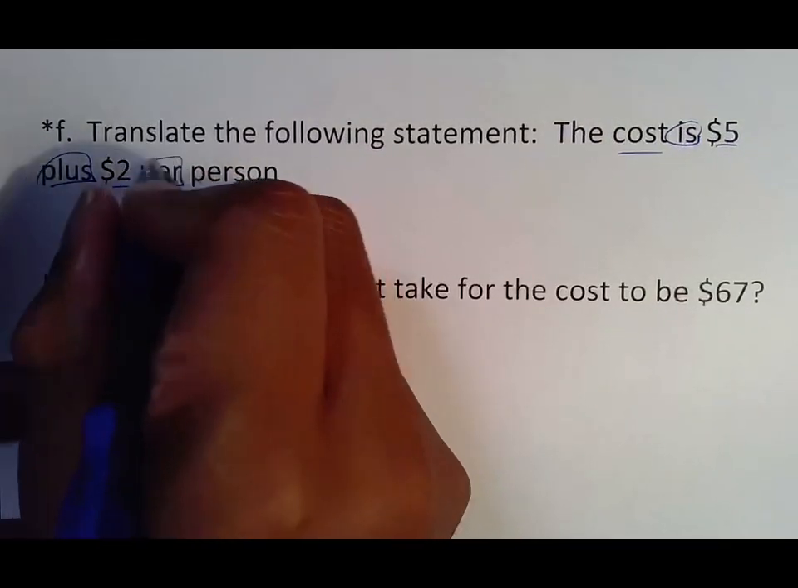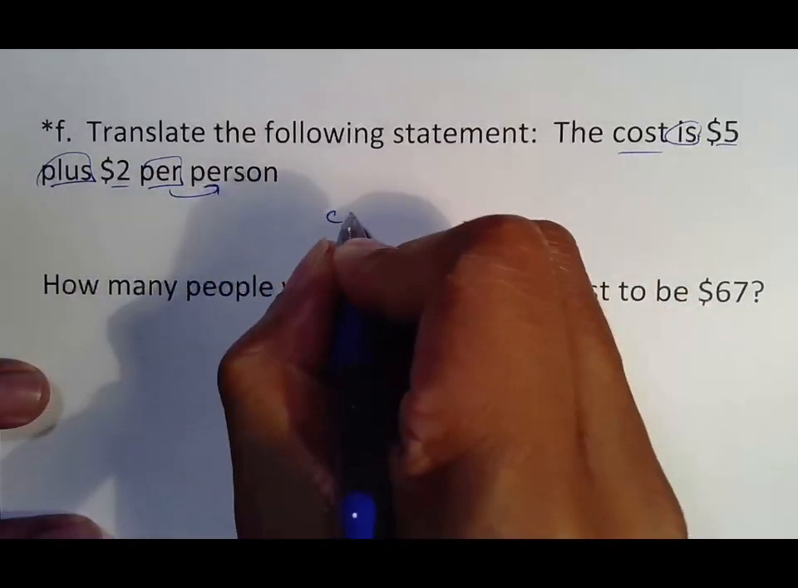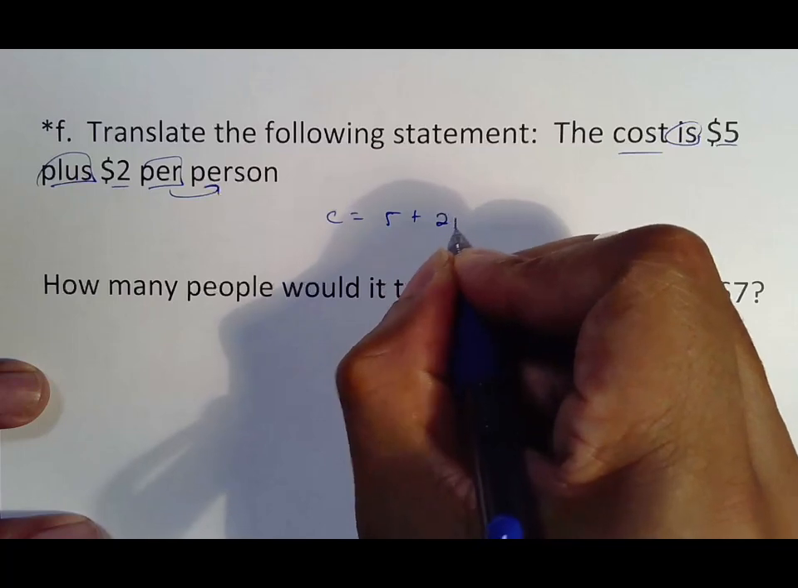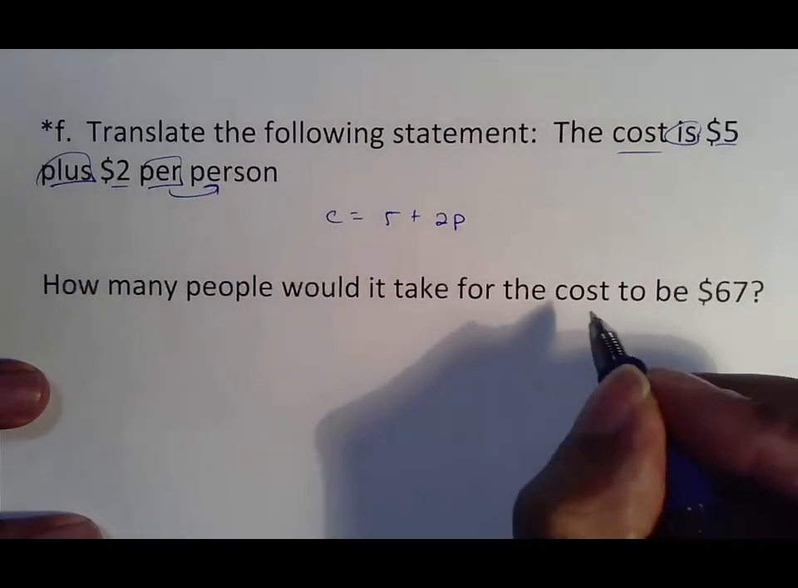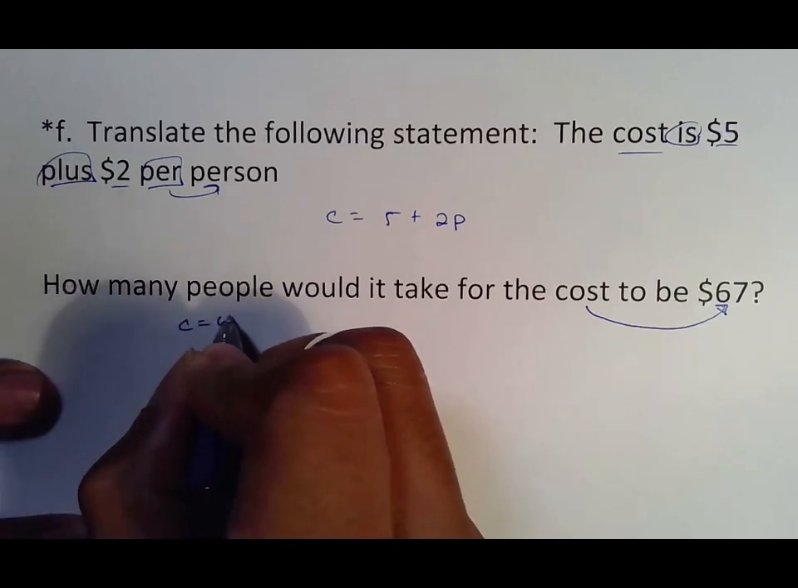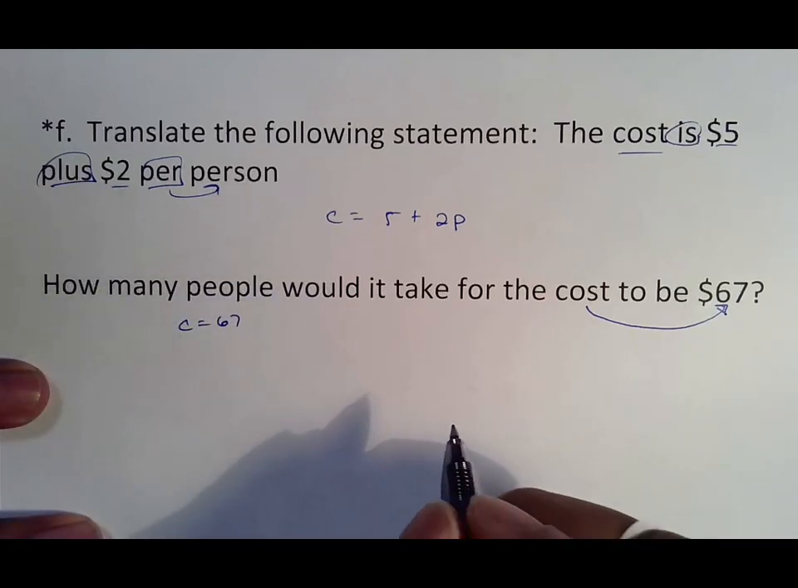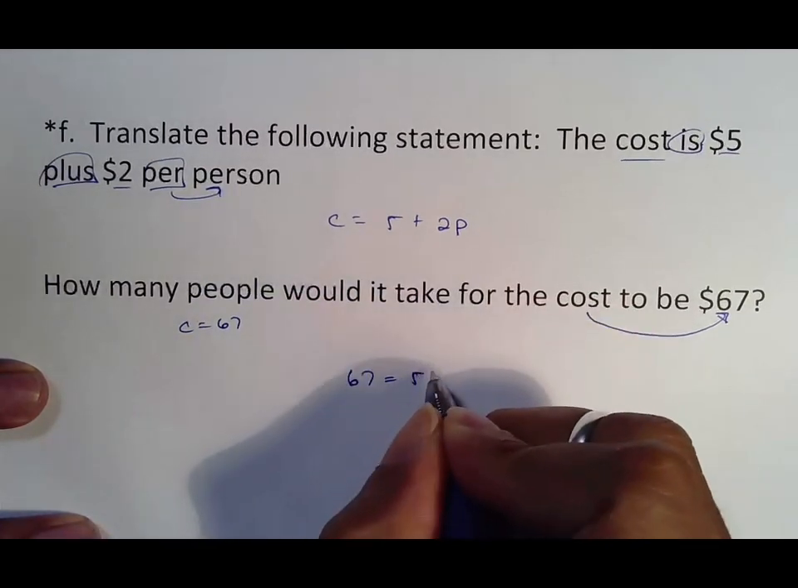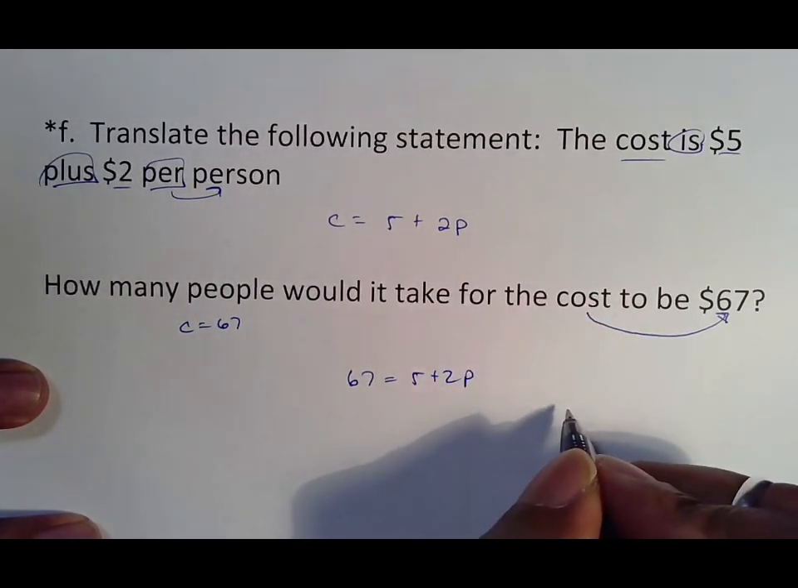$5 plus 2 per person. So again, I'm just going to fill that out because we've seen this 3 days in a row. The part we have not seen is that you want the cost to be 67, which means that C is 67. What that means is I'm going to put 67 equals 5 plus 2p.